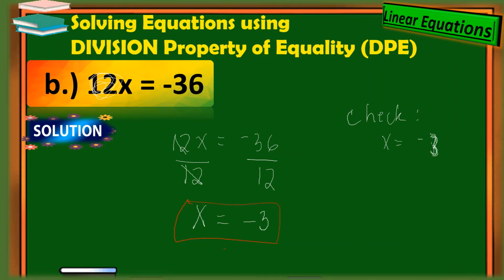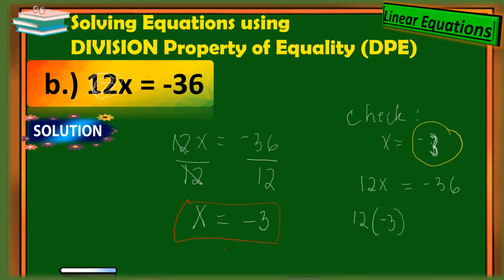Okay, so using the given equation, 12x is equal to negative 36. I-substitute daw natin si negative 3 kay x. So that will become 12 times, papalitan natin ng negative 3. Equal ba siya kay negative 36? So 12 times negative 3 is negative 36, is equal to negative 36. So our answer is correct. Our statement is true, di ba? So therefore, our answer is correct.